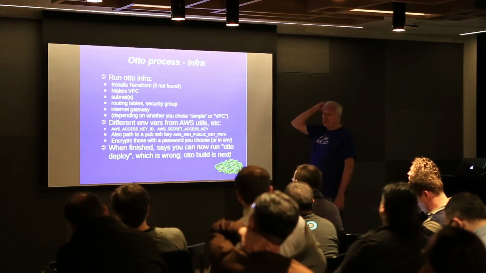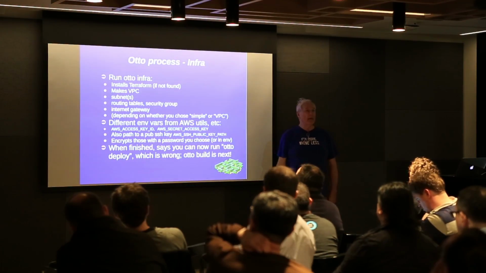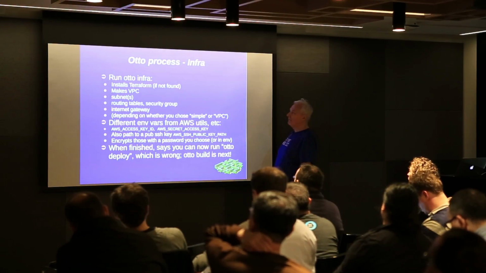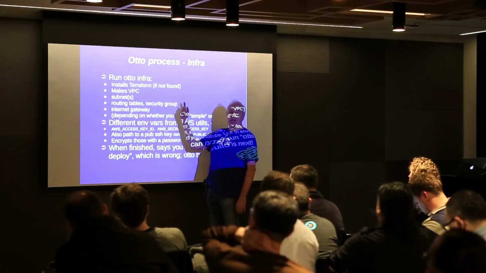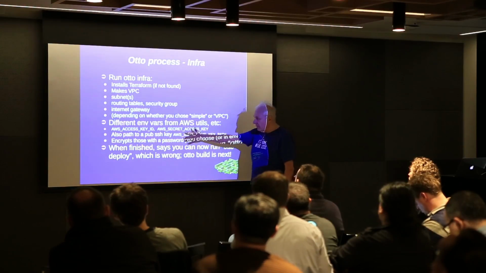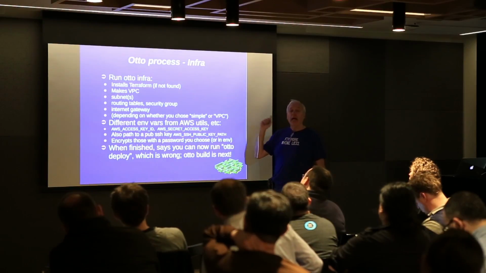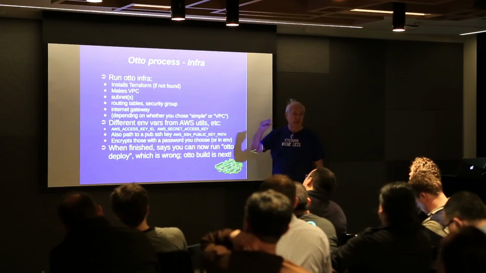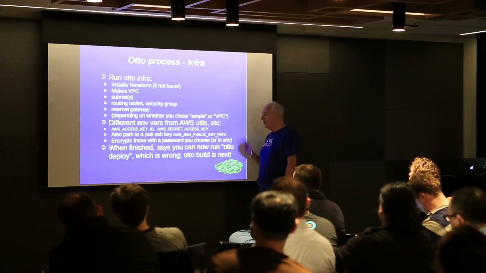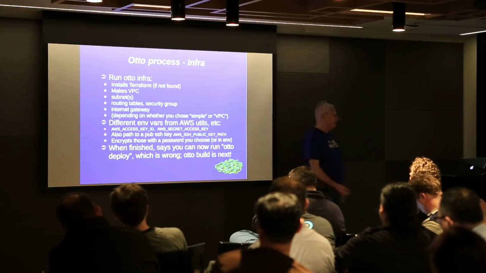Okay, next you run otto infra, and infra uses Terraform to set up your remote target environment, your VPC on AWS. So, it makes the VPC, subnets, routing tables, security groups, internet gateway, and so on. These different environment variables, and this step's quite quick, and what you'll get then is the VPC, the security groups, and all that. It's all made for you. Nice. When it finishes, it says you can now run otto deploy, which is actually wrong. You can't do that. You have to run otto build next.